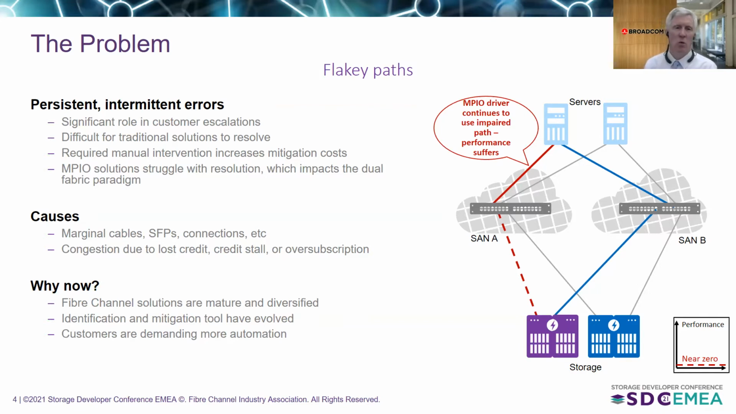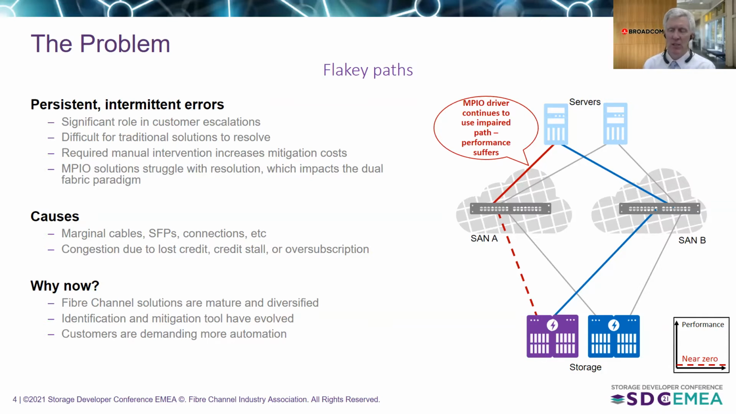Congestion is also one of these types of problems. Typically, these issues are caused by marginal cables or SFPs or marginal connections, anything that has to do with the physical wire itself or components that are providing the connection. Or they can be due to congestion that has been the result of either lost credits, credit stall behavior, or oversubscription conditions. These kinds of oversubscription or congestion behaviors are often the result of organic growth within an environment.